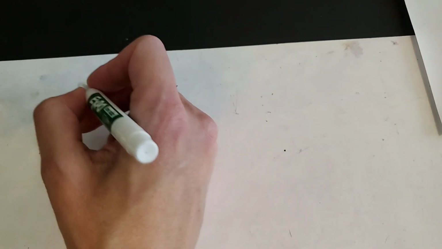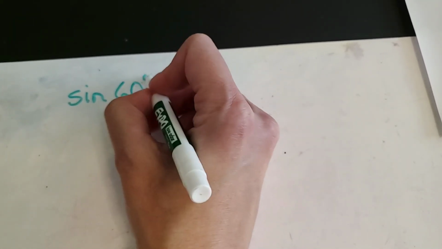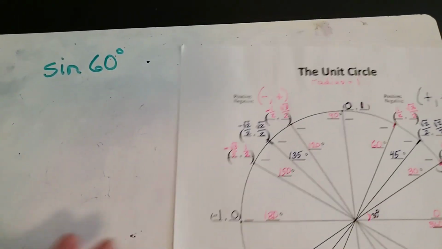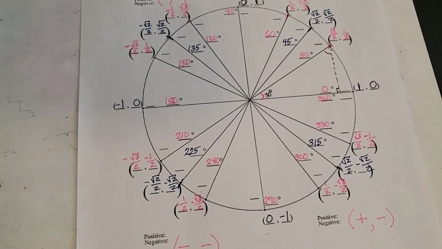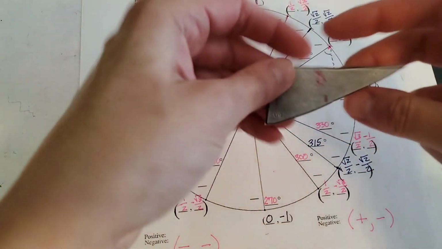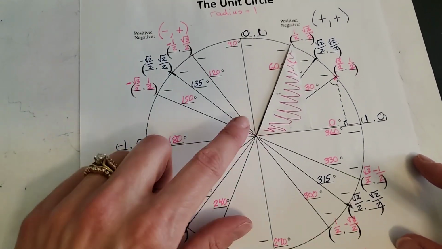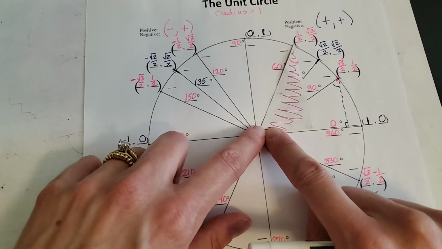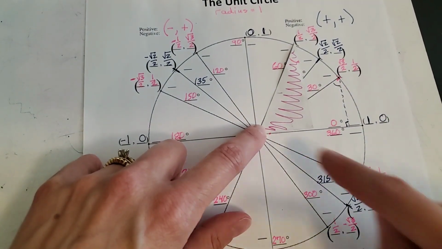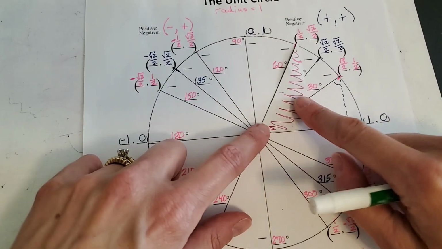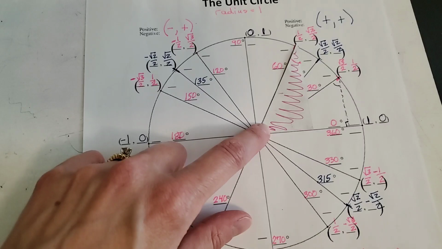Let's suppose I would like to know what the sine of 60 degrees is. All right? Well, let's go to 60 degrees and think about this triangle right there, 60 degrees. I know that the sine is opposite over hypotenuse, right? So this opposite side is root 3 over 2. But what's the hypotenuse? The hypotenuse is 1.